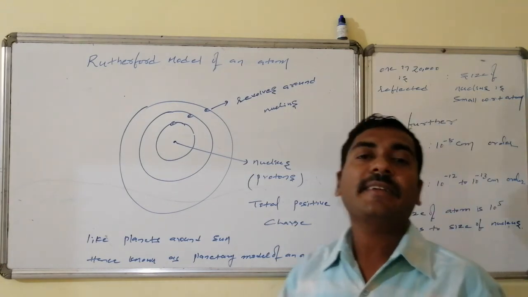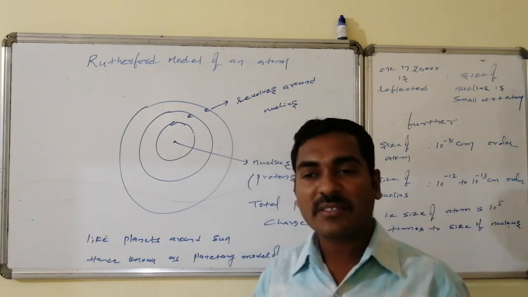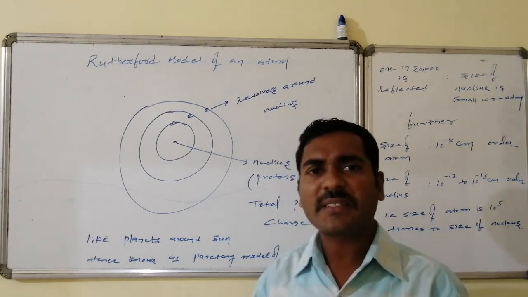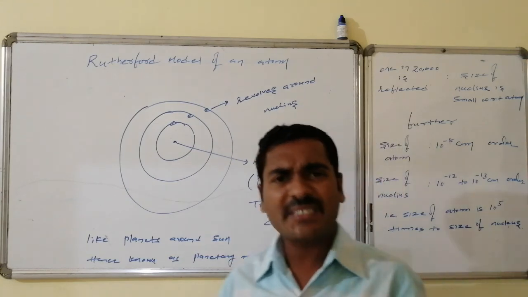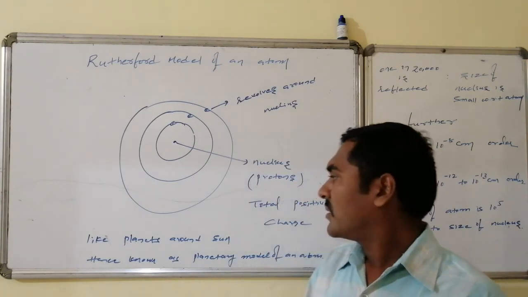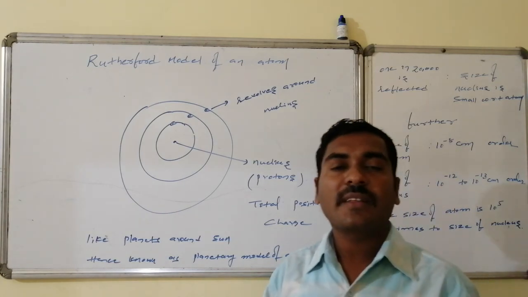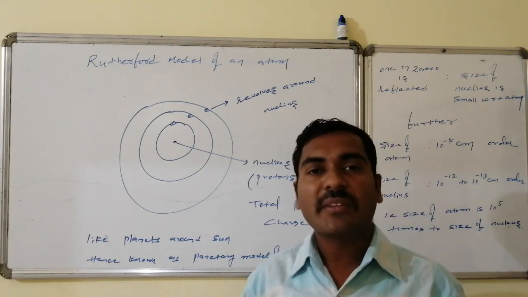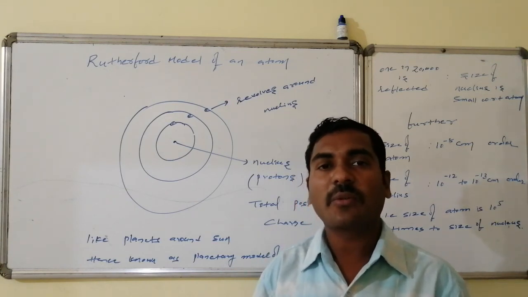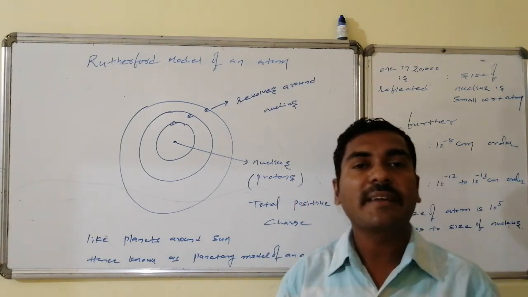The density of the nucleus is very very high, because the entire positive charge as well as the entire mass is present inside the nucleus. The size of the nucleus is very very small compared to the size of the atom. Thus the model proposed for the atom by Rutherford on the basis of the experimental observations is said to be the Rutherford model of an atom, otherwise the planetary model of an atom.